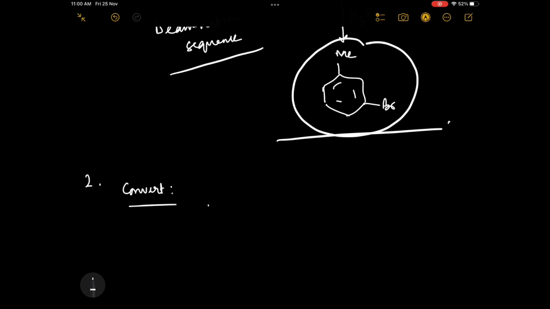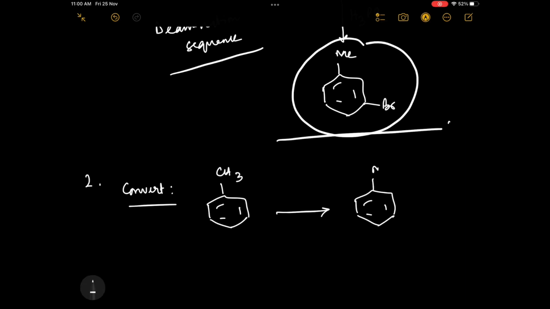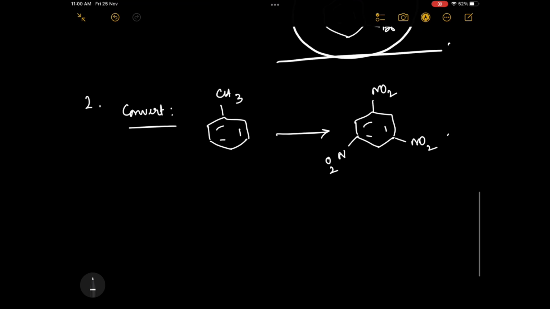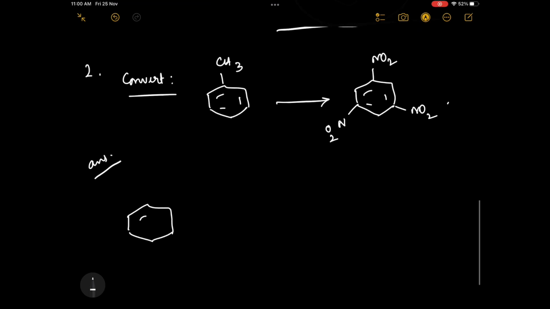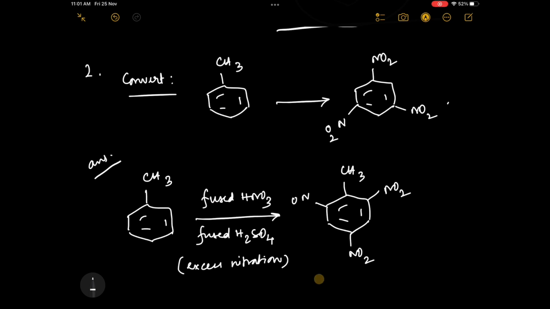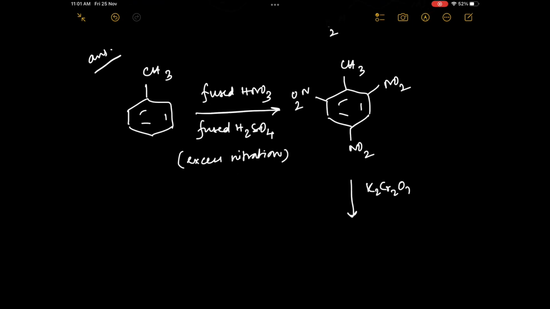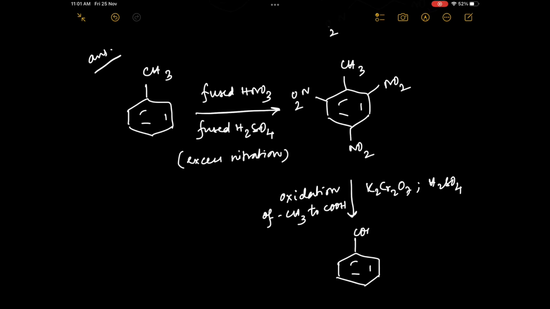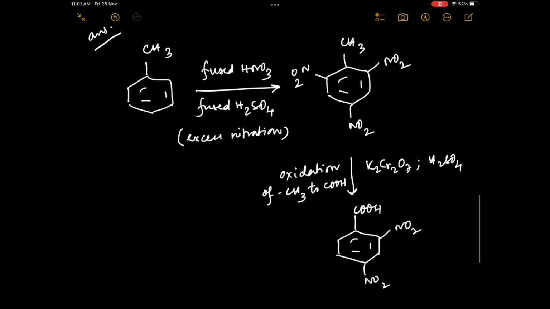Going to the second question, we have to convert toluene once again, and from toluene we have to make a trinitrobenzene compound. For this conversion, first we will do an exhaustive nitration with fuming HNO3 and fuming H2SO4, and with such excess nitration a trinitro substitution takes place in the toluene ring. After the trinitro substitution, we will oxidize the CH3 group, the alkyl or methyl group in this case, into COOH, the corresponding carboxylic acid. We can also use KMnO4 in this step for this oxidation.